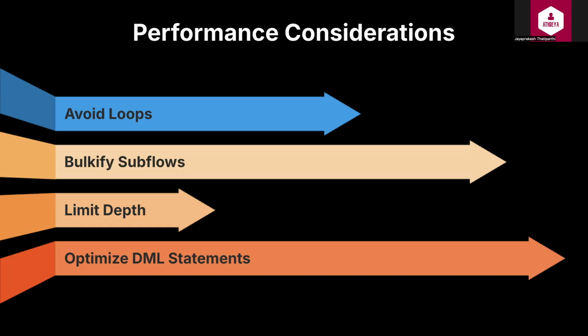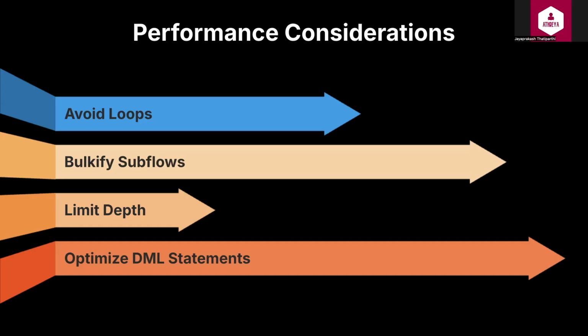Next, strive to bulkify your subflows. This means designing them in a way that supports processing multiple records at once using collection variables instead of individual ones, so they work well in bulk triggered flows and don't introduce bottlenecks. Also consider the depth of subflow nesting. While Salesforce does allow subflows to call other subflows using nested design, deeply nested flows can become hard to debug and may consume excessive CPU time or memory. A good rule of thumb is to avoid nesting more than 2 to 3 levels deep unless absolutely necessary.